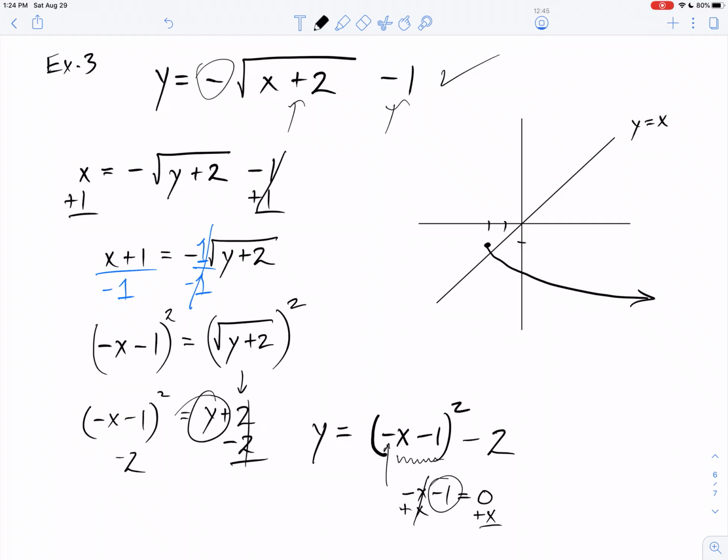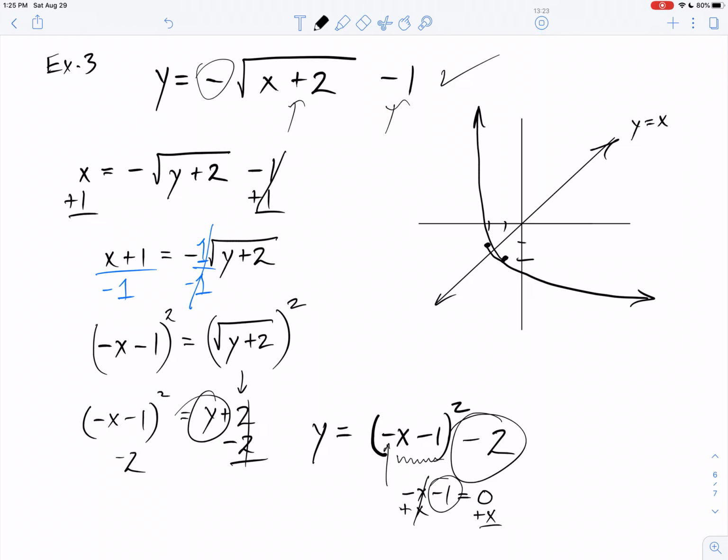So this goes left 1, down 2. I put a dot, but when I draw the graph, I do not want to draw this side. It'll look goofy. I want to draw this side. Now, let's get rid of this piece that's not part of it. Take a look. That is indeed a mirror image about the line y equals x.